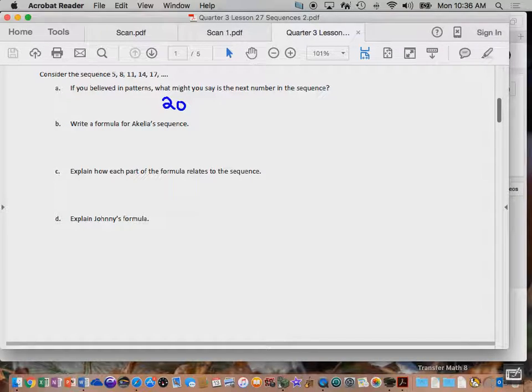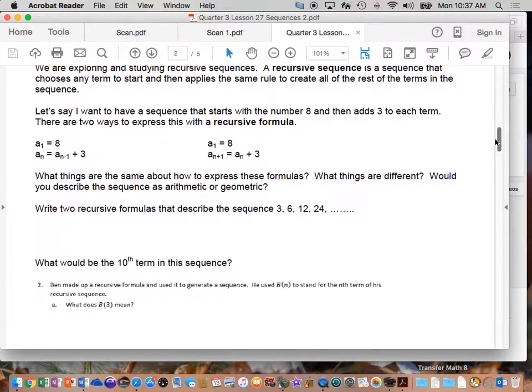Okay, now, I don't remember who Achille is. He's the guy whose angle got shut off. I got my rock and roll going on here. Explain how each part of the formula relates to the sequence. Well, I'm adding 3 and you start at 5. I don't know who Achille from Johnny is, so we're gonna skip Johnny's formula.